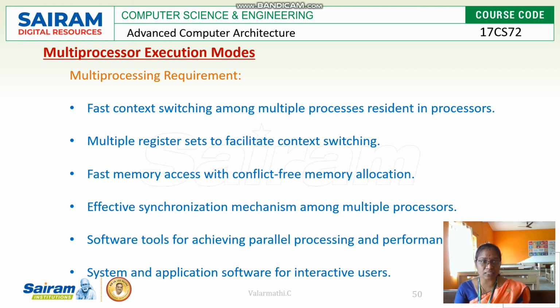The third important requirement is fast memory access with conflict-free memory location. The access from memory should be fast and efficient. How will it be fast? It should have the feature of conflict-free memory location. Synchronization mechanisms among the multiple processes are also a very important requirement. In order to achieve these concepts, we should have an efficient software tool to achieve this kind of processing and its performance level. System and application software for interactive users is another important requirement for the multiprocessor execution modes.